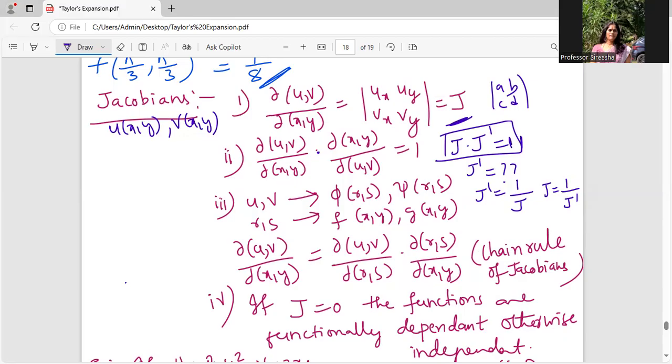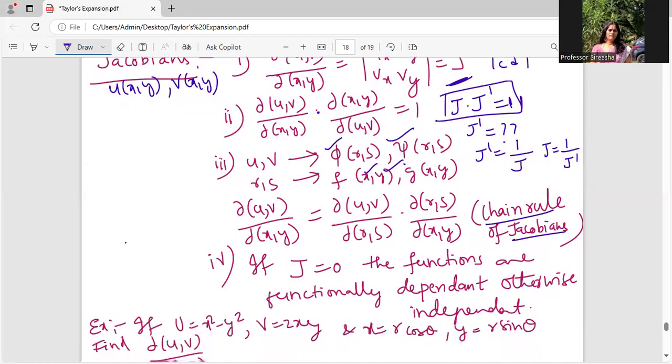There's one more very important property that is called the chain rule of Jacobians, where instead of directly applying Jacobians to functions which are dependent, see, U and V are two functions which are in terms of R and S, and R and S are functions in terms of X and Y. In such a case, instead of directly writing the complicated Jacobian determinant, I'll be splitting it as a chain rule where U and V with respect to R and S I will do, and R and S with respect to X and Y. This is an important property, guys. You tend to get problems on this in your exams.